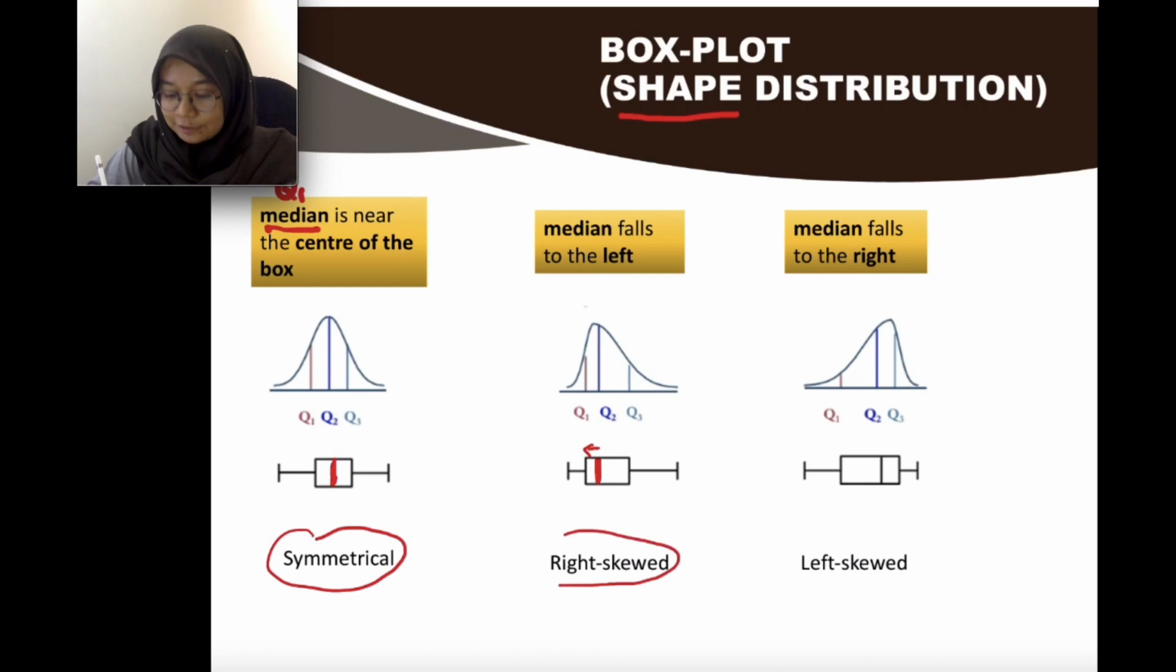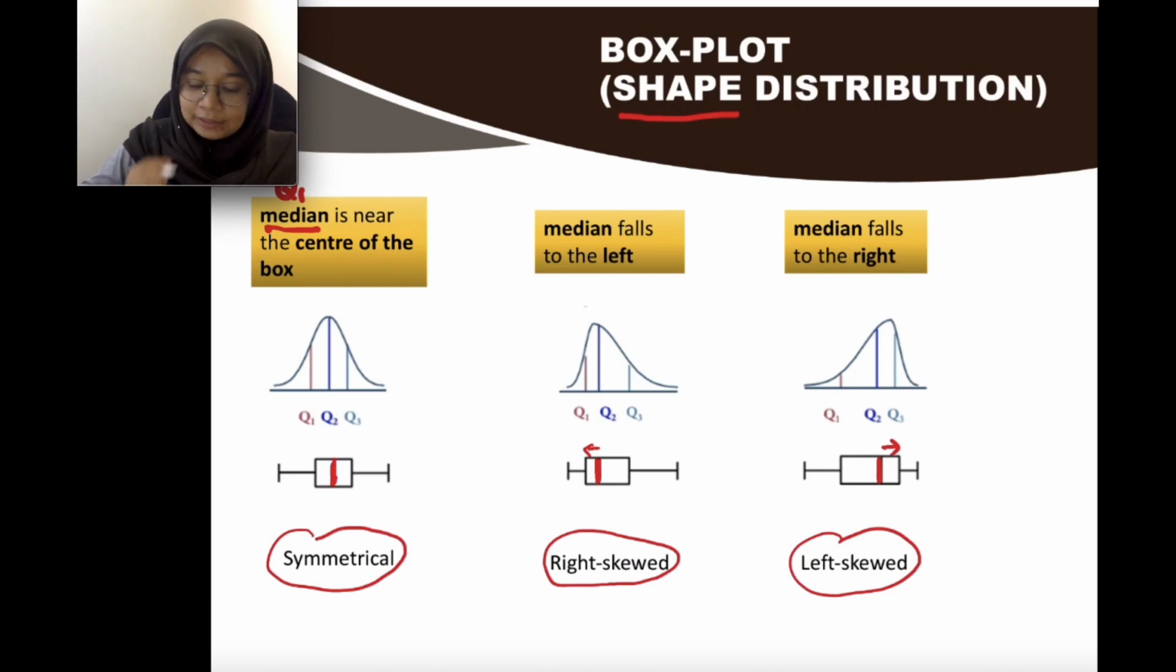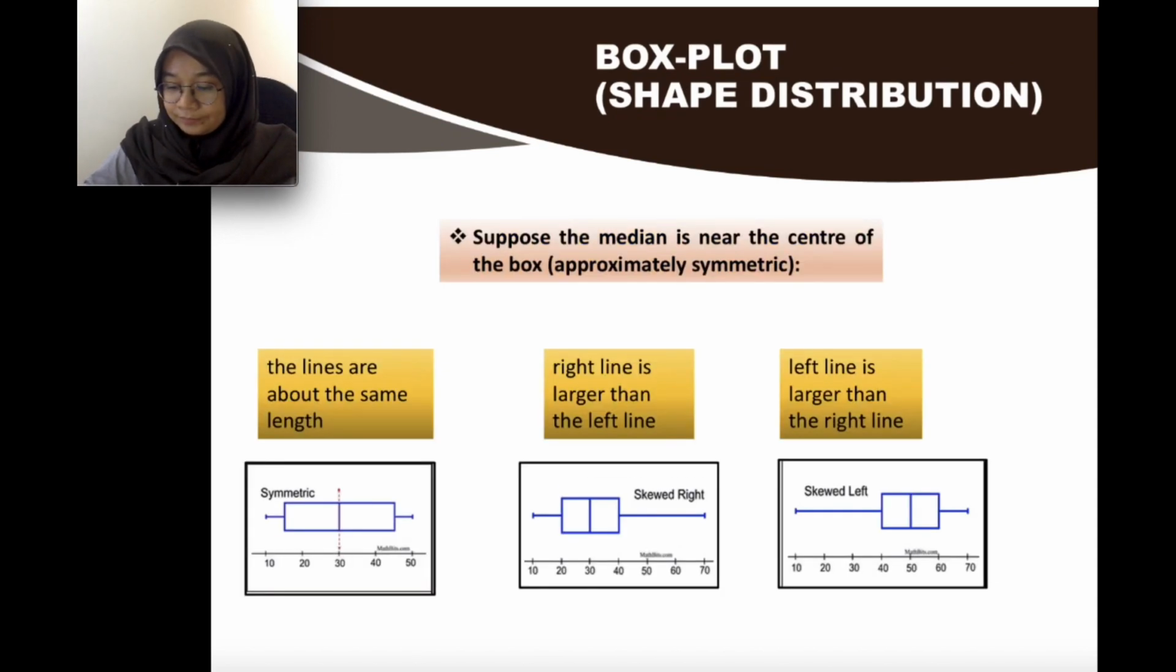If your Q2 median falls to the left, it is right skewed. If your median Q2 falls to the right, it will be left skewed. So you have to remember these three shapes of distribution. It is determined using the location of the median. So I repeat again: if the median is at the center, it is symmetrical. If the median is towards the left, it is right skewed. If the median is towards the right, it is left skewed. Okay. So this one is for the approximately symmetric.